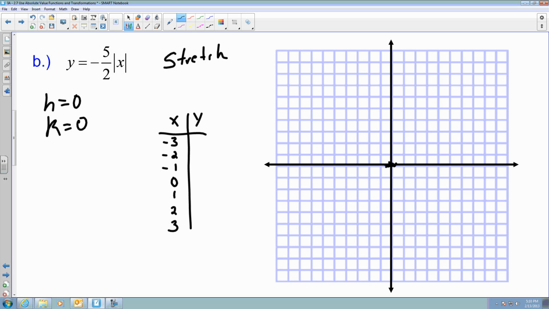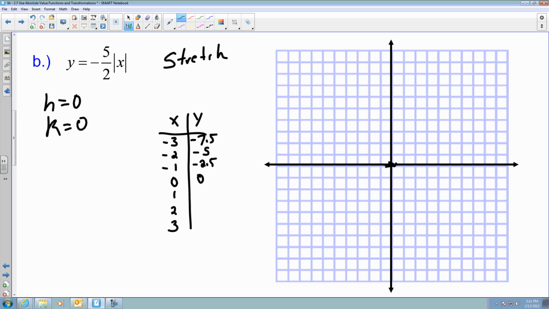So if I have negative 3, absolute value of negative 3 is 3, and then 3 times negative 5/2 ends up being negative 7.5. If I have negative 2, absolute value of negative 2 is 2. Multiply that by negative 5/2, that's negative 5. Negative 1, absolute value of negative 1 is 1. 1 times negative 5/2, that's negative 2.5. 0, 0 times negative 5/2 is 0.